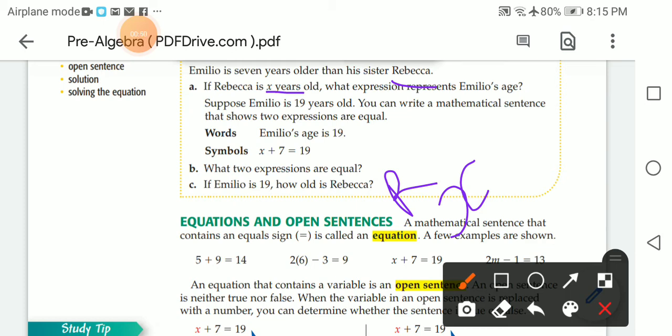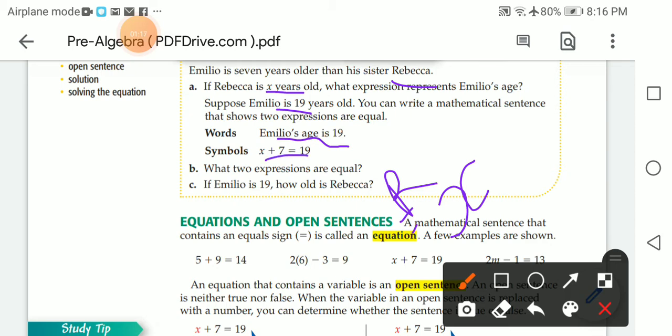So suppose Emilio is 19 years old. You can write a mathematical sentence that shows two expressions are equal. So the words here, Emilio's age is 19 years old, and for Rebecca's age is X. So X plus 7 equals 19.